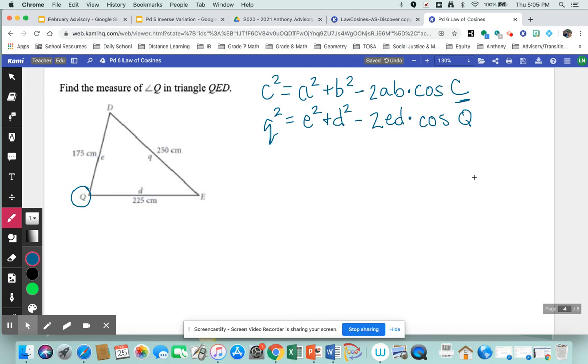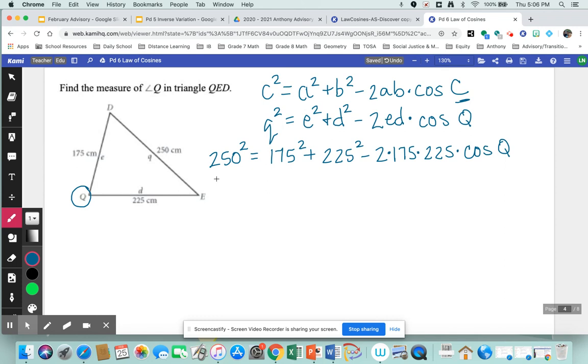You could have done D and E, D first and then E. That would have been fine. And now we start subbing in numbers. So I'm going to start way over here because I know I'm going to go all the way over to the side. 250 squared is equal to, E is 175, so 175 squared, plus D is 225, so 225 squared minus 2 times 175 times 225 times cosine of Q. We're going to end up having to use the inverse button because we don't know what Q is.